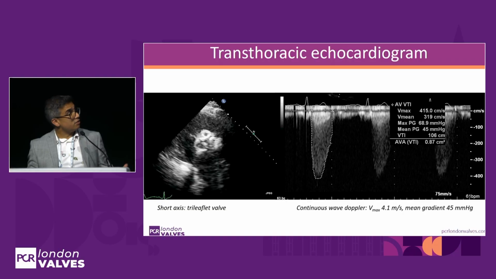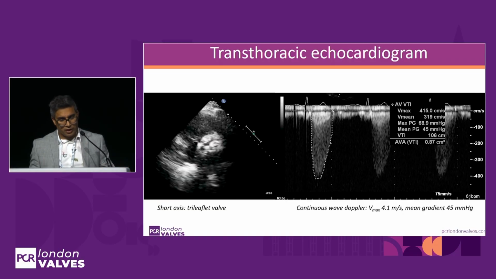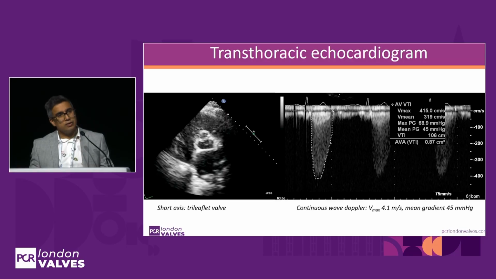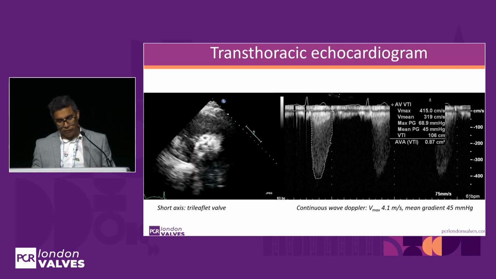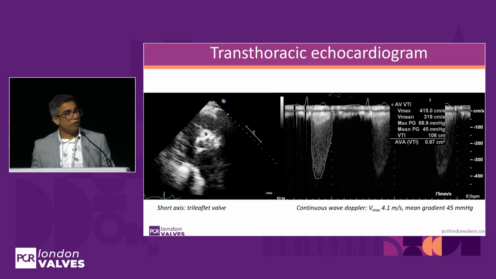Transthoracic echocardiography confirmed symptomatic severe aortic valve stenosis, with quite a heavy burden of calcification in his aortic valve leaflets, a mean pressure gradient of around 45 millimetres of mercury, and an aortic valve area of around 0.8.